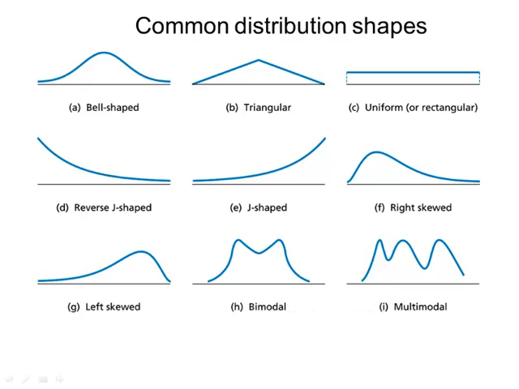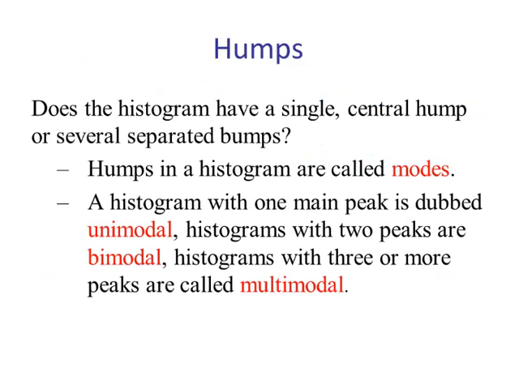But the common four types that we're going to discuss in Stats 1 are bell shape, uniform, skewed right, and skewed left. But we'll also discuss bimodal and multimodal. Does the histogram have a single central hump or several separated humps? The humps in a histogram are called modes. A histogram with one peak is dubbed unimodal. A histogram with two peaks is bimodal, and a histogram with three or more peaks is called multimodal. We'll look at some examples.